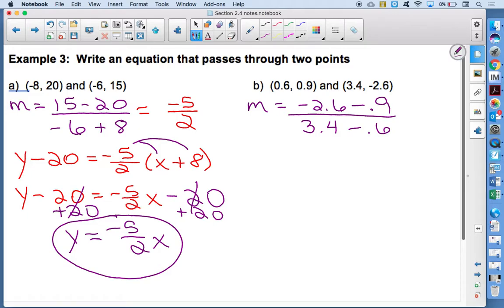The other one, letter B, this one has decimals, so you might need to revert to the calculator. Anybody have a number on the top calculated? Emily? Negative 3.5. And on the bottom? 2.8. And then if we divide those, it actually works out nice.